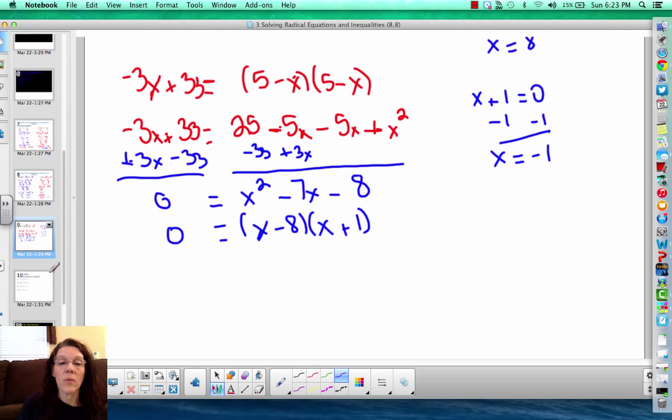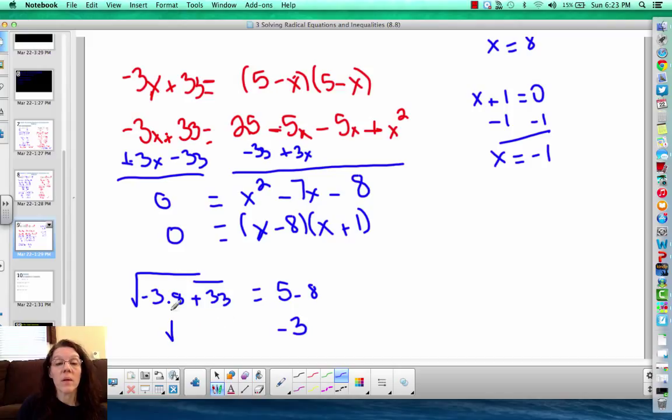When we go into the original problem, we get the square root of negative 3 times 8 plus 33 equals 5 minus 8. But 5 minus 8 is a negative 3. This is a negative 24 plus 3. So that's going to give us a square root of 9. But we only want the positive answer. Since negative 8 gives us a negative answer, that is not an acceptable solution. So negative 8 is not a solution.